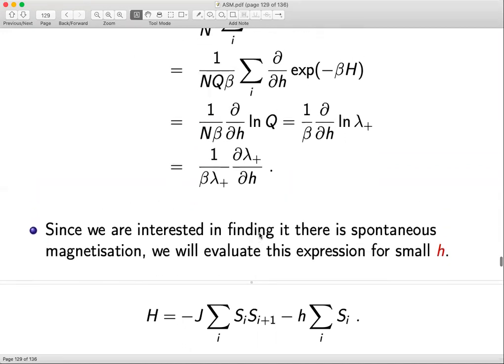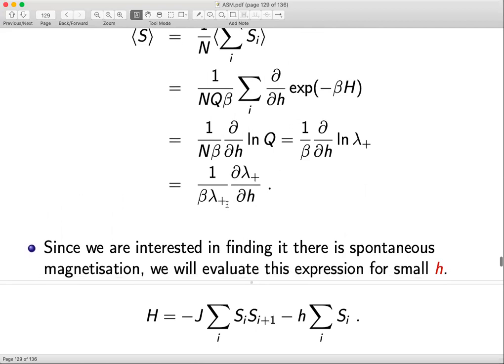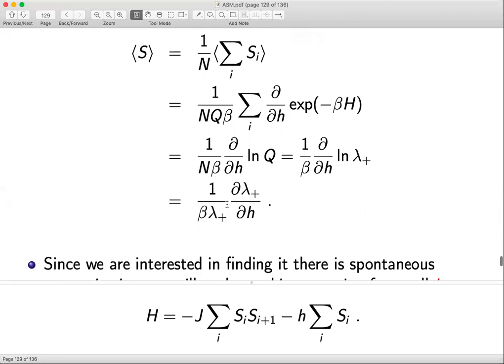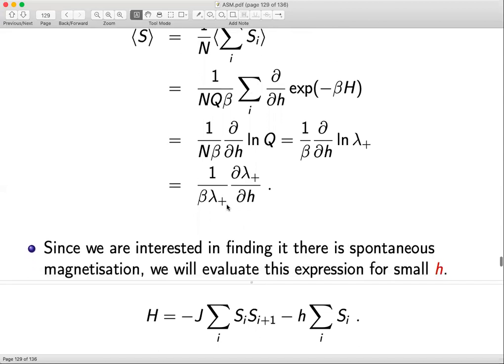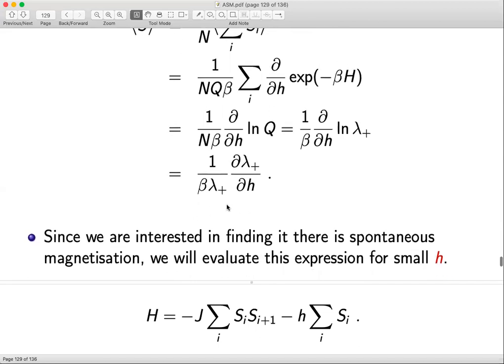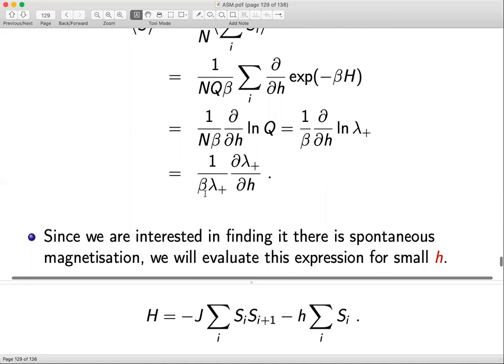Fine. So we want to know whether there is spontaneous magnetization or not. By that we mean that when you turn the external magnetic field off, is the expectation value that we have just computed non-zero or not? That's what we want to know. So for that, we can always look at this expression and evaluate it for small magnetic field, because eventually you have to take the magnetic field to zero.